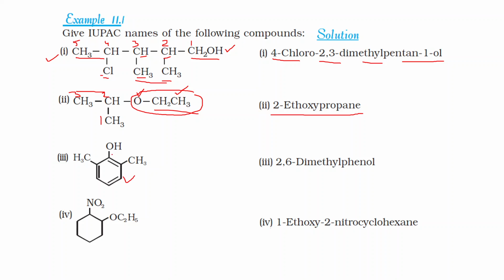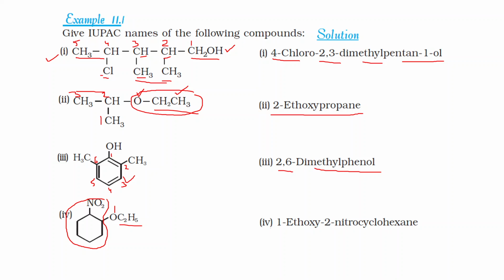Give the first number to this carbon to which OH is attached. This is 2, 3, 4, 5, and this is 6. That's why its name is 2,6-dimethylphenol. This is a cyclic compound. And again this is an ether. This is oxygen. This is one alkyl group and this is also considered as one derivative of cyclic alkyl.